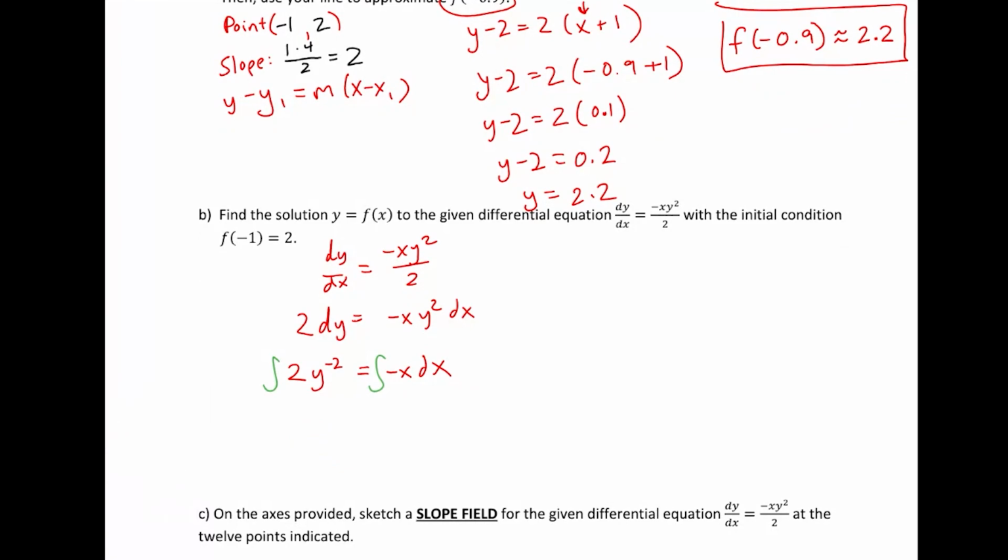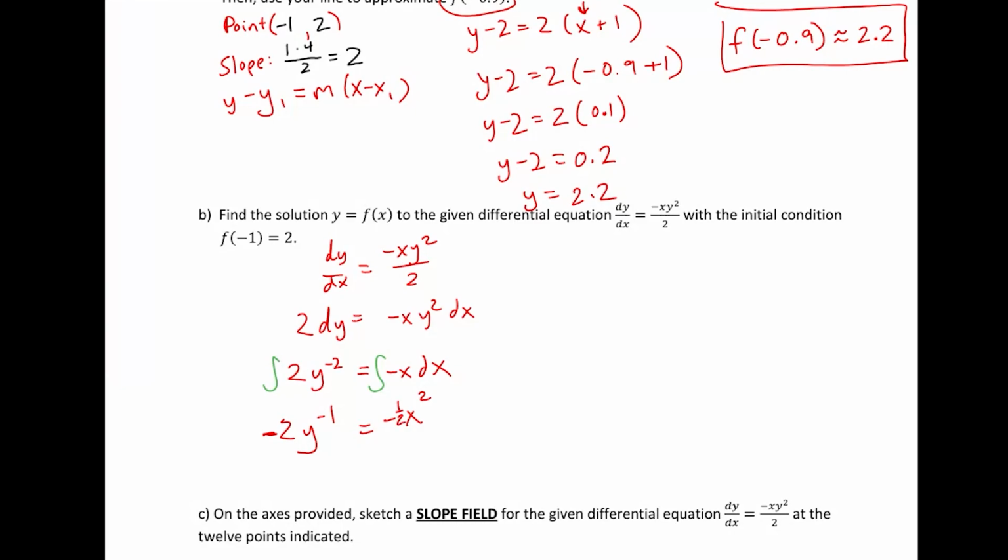And using the power rule, the integral of 2y to the negative 2 is going to be 2y to the negative 1, and then we're going to divide by negative 1. So this is actually going to be negative 2y to the negative 1. And on the right-hand side, the integral of negative x, once again using that anti-power rule, is negative x squared. And then we need to divide by 2, so negative 1/2 x squared.